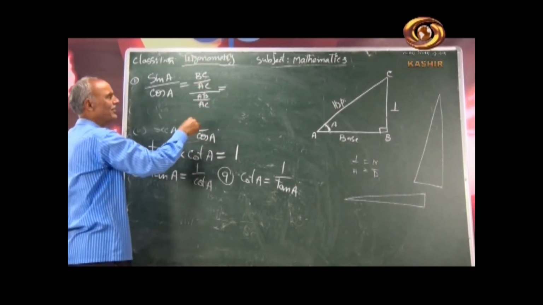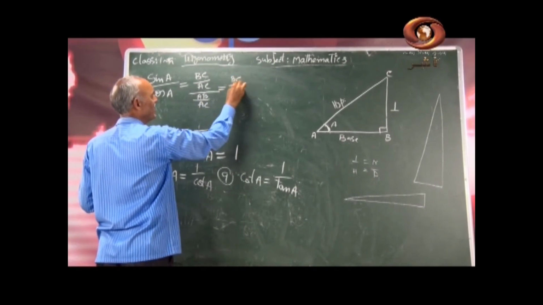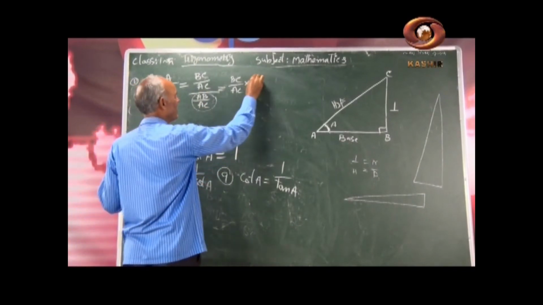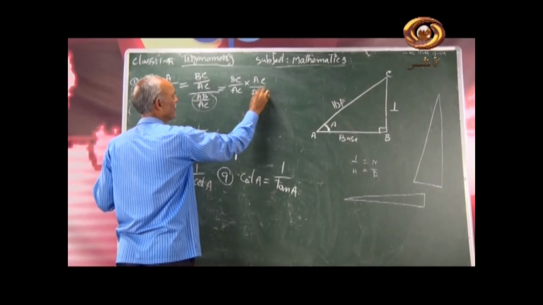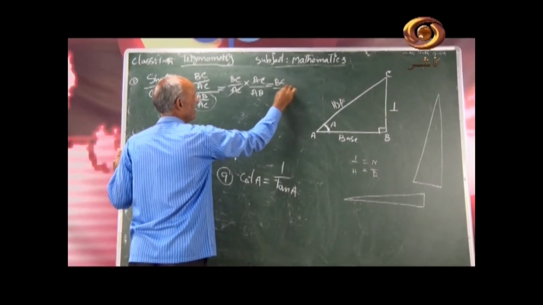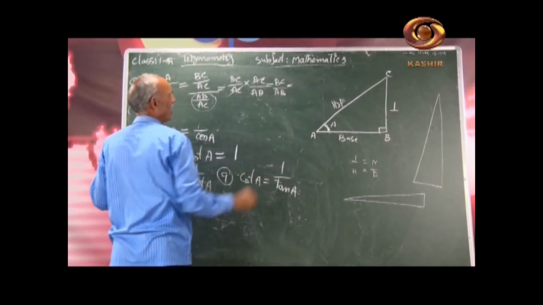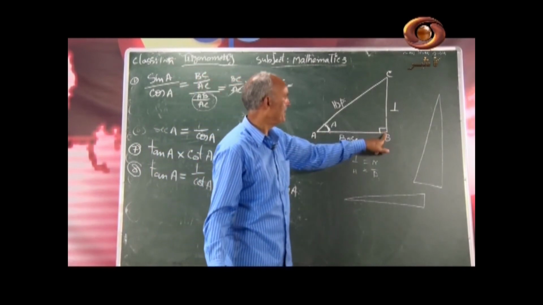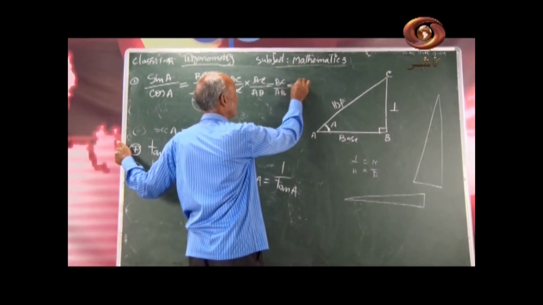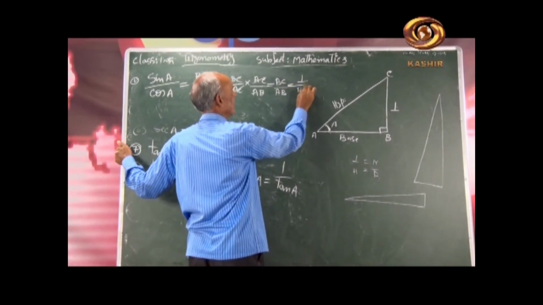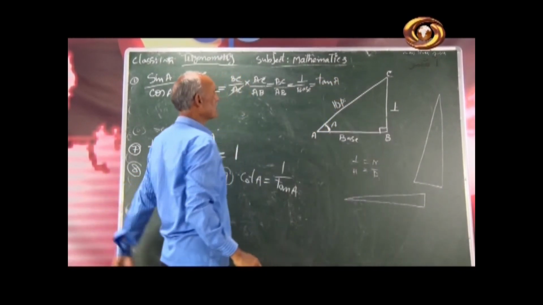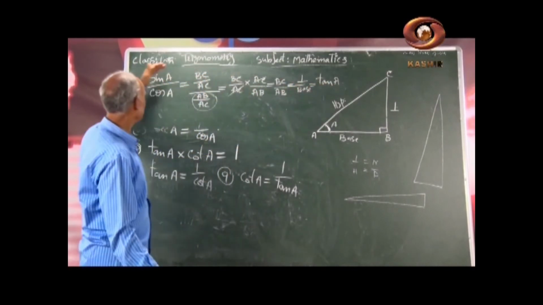Solving the right hand side, we get BC by AC into, taking its reciprocal, AC by AB. These two will cancel out. We are left with BC by AB. And from the figure we see BC by AB means perpendicular by base. This comes out to be perpendicular by base, which is tan A. So, in simple terms, we proved that tan A is equal to sin A by cos A.